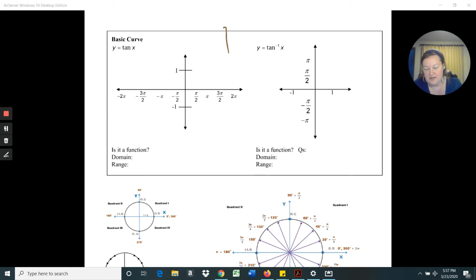All right, so on tangent, if I start here at (1, 0), tangent is sine over cosine. So sine over cosine would be 0 over 1. So that's 0. Okay, now the next one is pi/2. By the time I get up over here, it's 1 over 0, undefined. So that means that's going to be an asymptote.